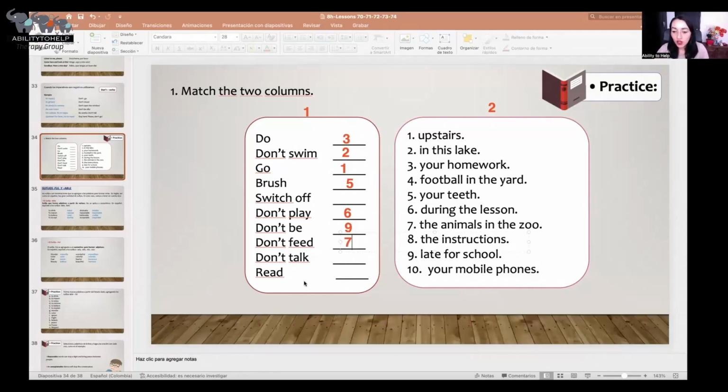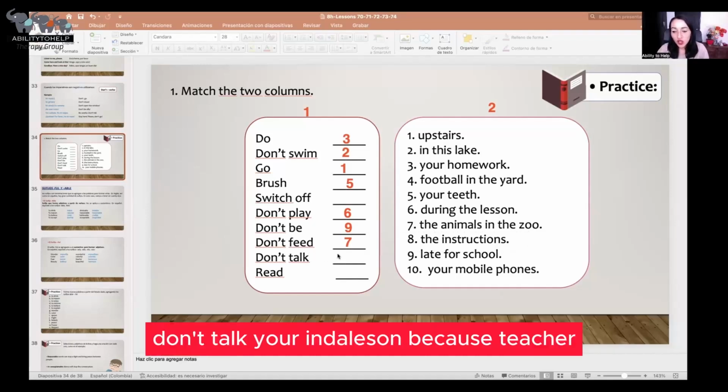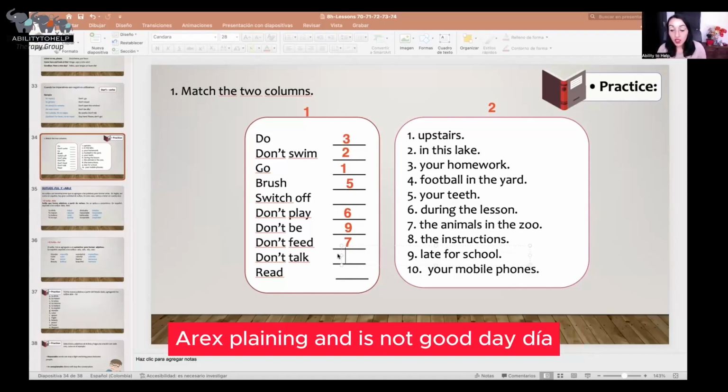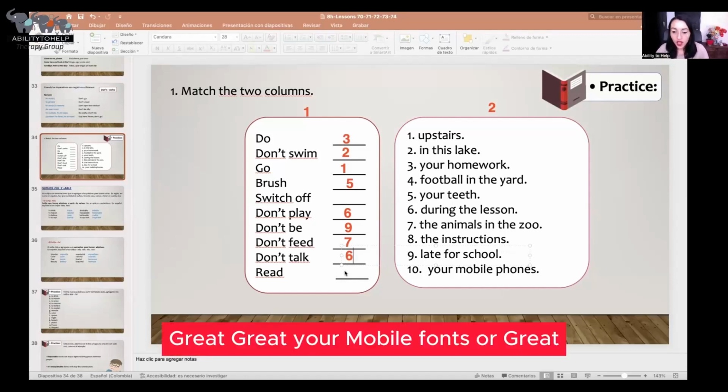Don't talk during the lesson. Don't talk during the lesson because the teacher is explaining and it's not a good idea to talk at the same time. Great. Switch off your mobile phones.